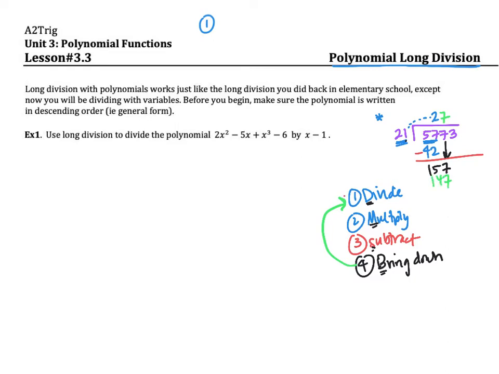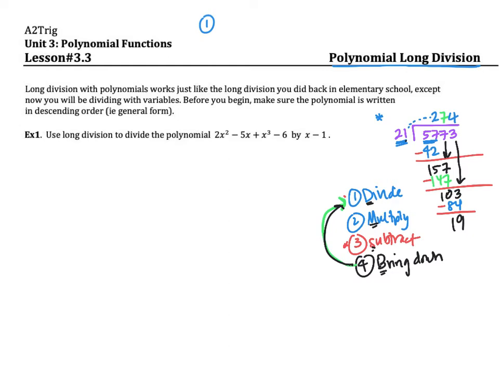So that's the first thing I did. I divided, then I multiplied 7 times 21, and I get 147. Then I have to subtract: 157 minus 147, I get 10. Then I bring down my last digit, which is 3. So I have 103. I repeat the process again. I divide. 21 goes into 103. Well, not 5 times, not quite. So I'm going to say it's 4 times. 4 times 21 is 84. Then I subtract. 103 minus 84 is 19.